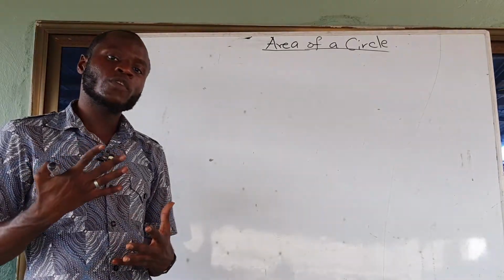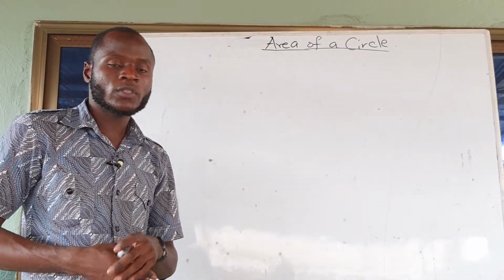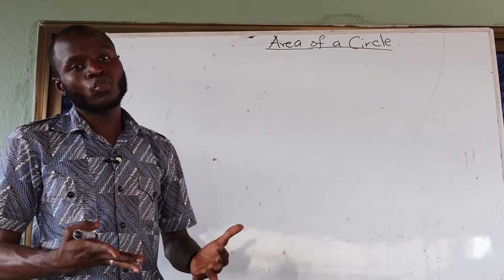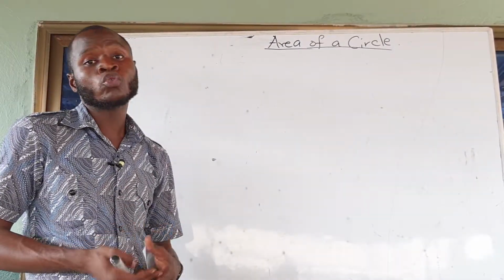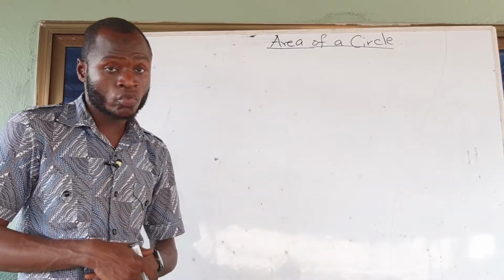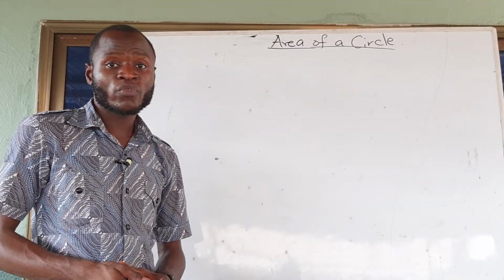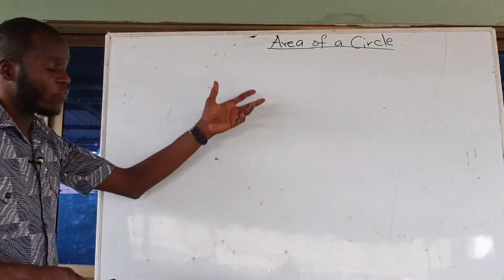In my previous video, we looked at the circumference of a circle, how to calculate it when the diameter is given to you, the formula that you use, and also when the radius of the circle is given to you. We looked at both formulas to be used.